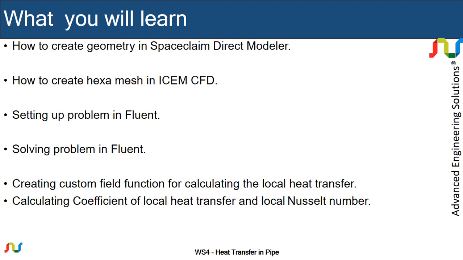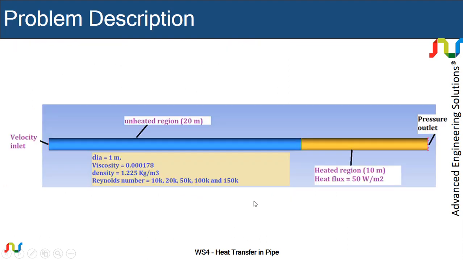We will also set up the boundary conditions depending on the given Reynolds number. We will set up the solver and its related properties, and we will also tell you how to set the number of iterations, and then we solve the problem in Fluent. Also, we will teach you how you can create a custom field function for calculating the local heat transfer coefficient and also the local Nusselt number.